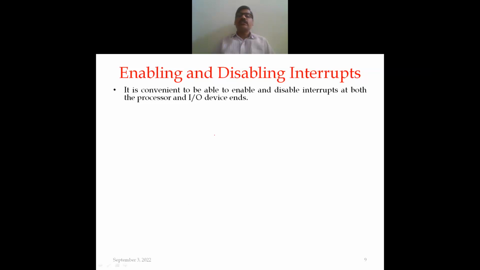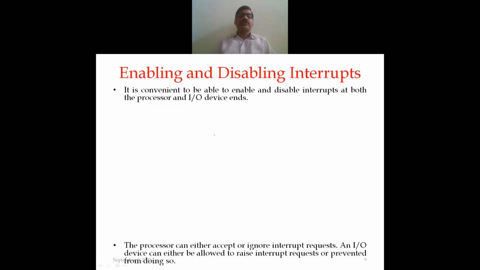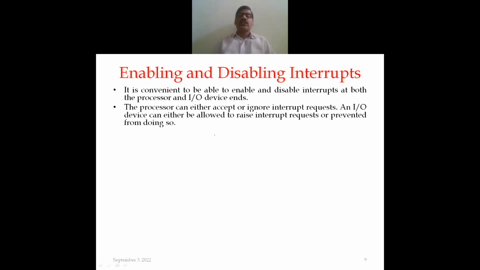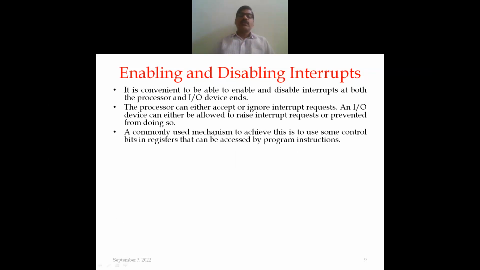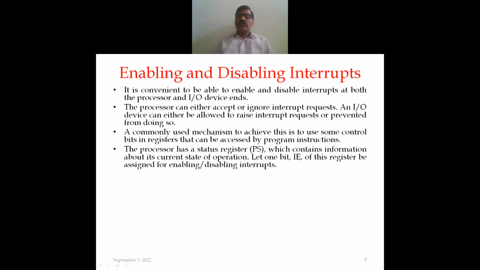It is convenient to be able to enable and disable interrupts at both the processor and IO device ends. The processor can either accept or ignore interrupt requests. An IO device can either be allowed to raise an interrupt request or prevented from doing so. A commonly used mechanism to achieve this is to use some control bits in registers that can be accessed by program instructions. The processor has a status register which contains information about its current state of operation. Let one bit, called IE, of this register be assigned for enabling and disabling of interrupts.